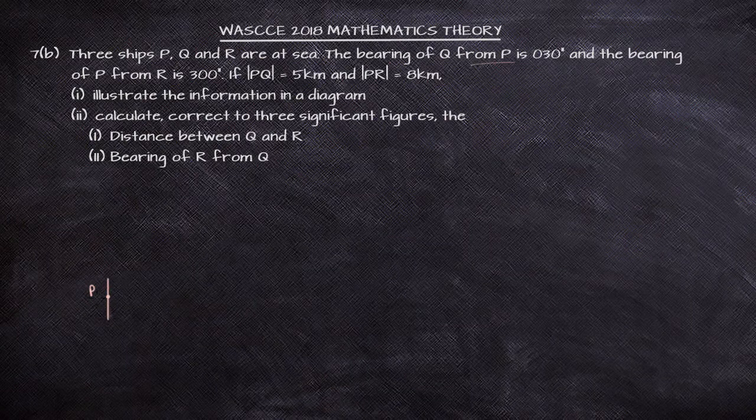So if we go to P and we have to draw our cardinal points, the bearing of Q from P, meaning that we take it from P, is 30 degrees. So if we take 30 degrees from the point P and we go 5 km, that will lead us to point Q.